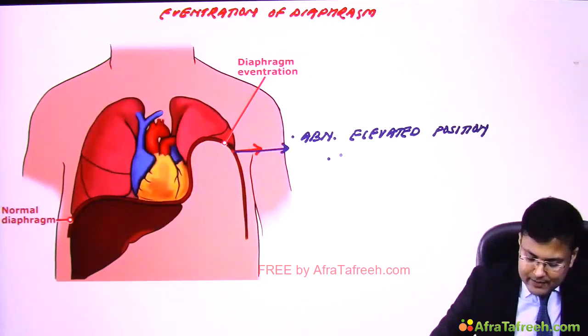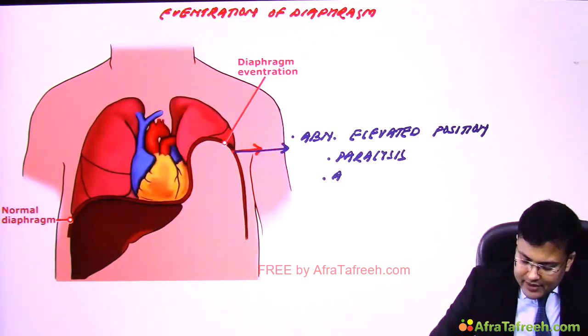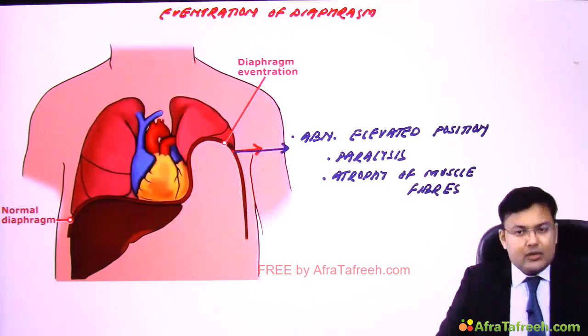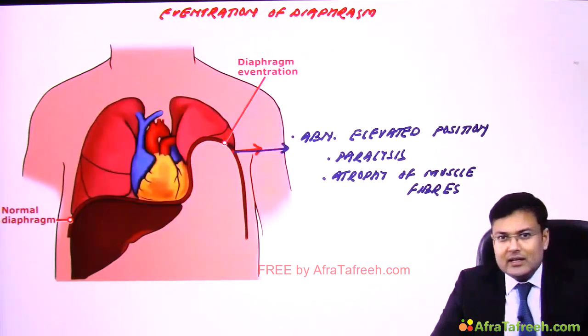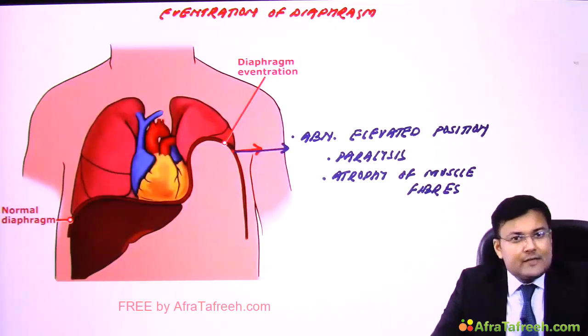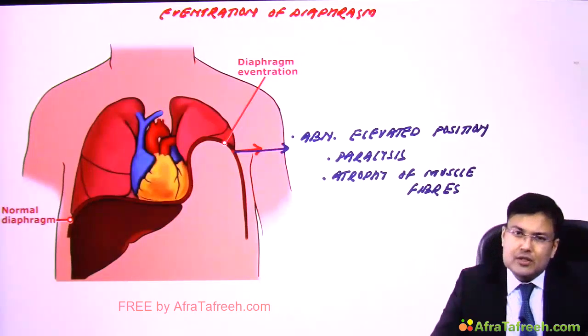It can be because of paralysis or atrophy of muscle fibers. Okay. There are two types of eventration. One is congenital and the second is acquired. Clear? Now see, what is the nerve supply of diaphragm? It is supplied by phrenic nerve. So whenever there is dysfunction of phrenic nerve because of trauma, because of neuromuscular disorders, in those cases also you will find diaphragmatic eventration.